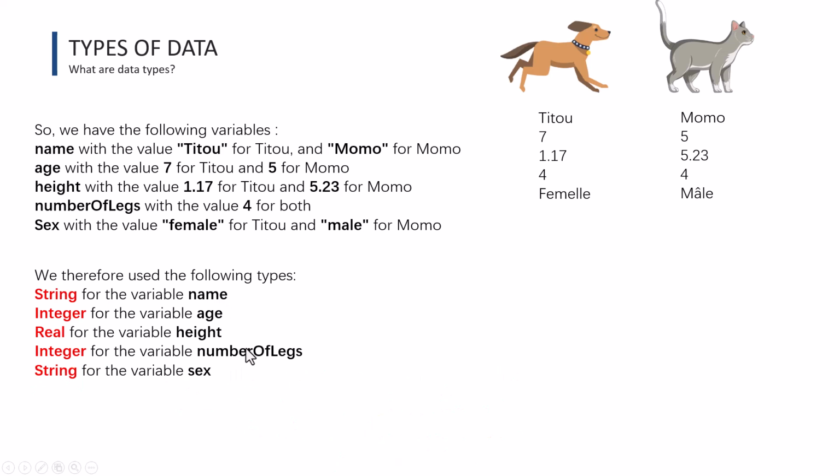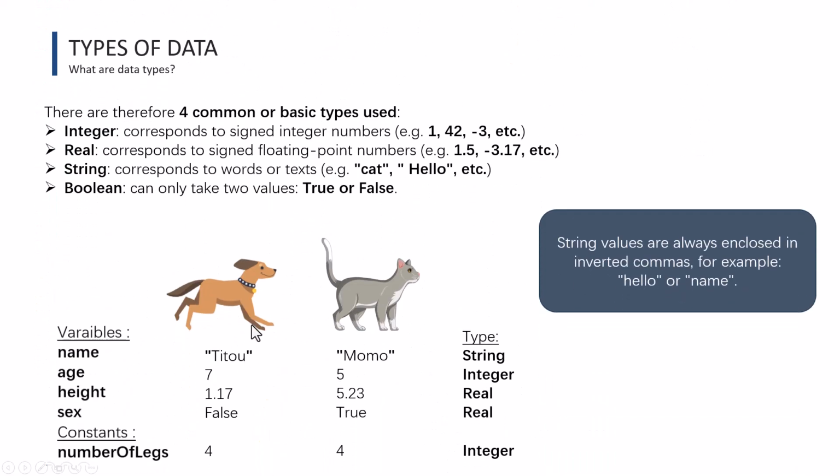And another thing is that for the number of legs, the value is given for both characters. It means that you don't have to use a variable because it would take too much space. When you have the same value that can be given to all the different examples given for the information, it's better to use a constant. Therefore, you can summarize that in algorithms, we have four base types.